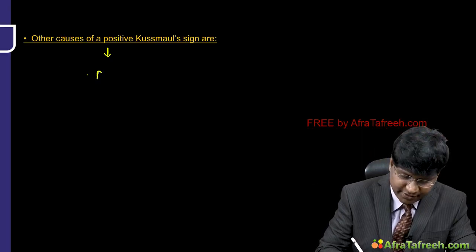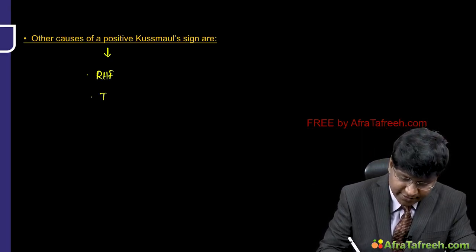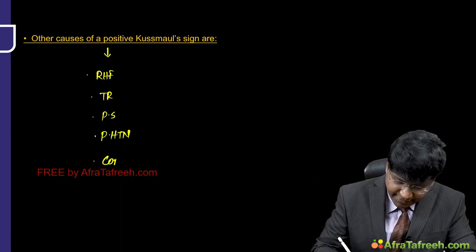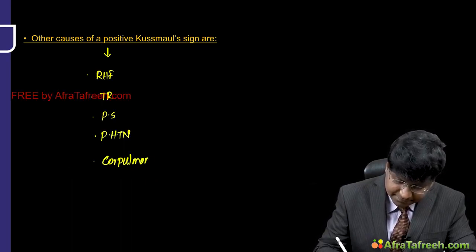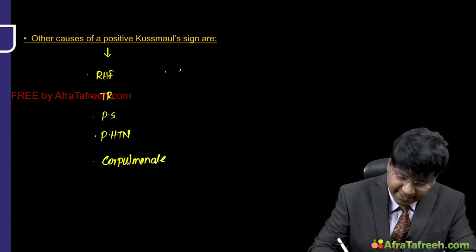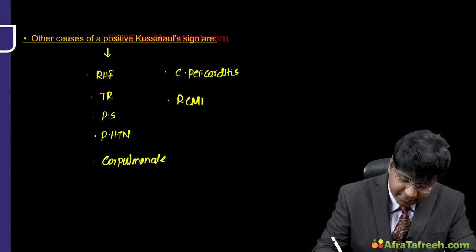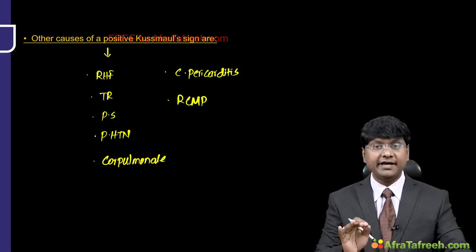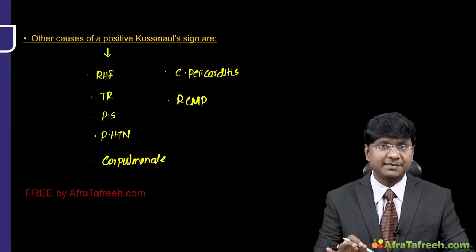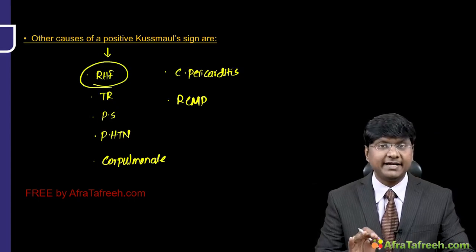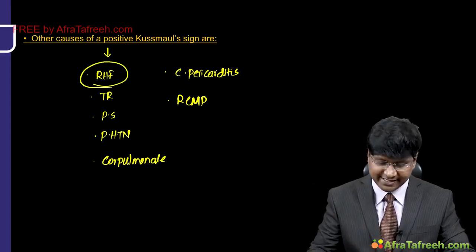So in patients with right heart failure, tricuspid regurgitation, pulmonary stenosis, pulmonary hypertension, next cor pulmonale, next in patients with constrictive pericarditis, then in cardiomyopathies like restrictive cardiomyopathy. So these are all the conditions where you will have a positive Kussmaul sign, where the JVP is elevated on inspiration. Now let me try to explain the mechanism by taking one important condition, that is right heart failure.